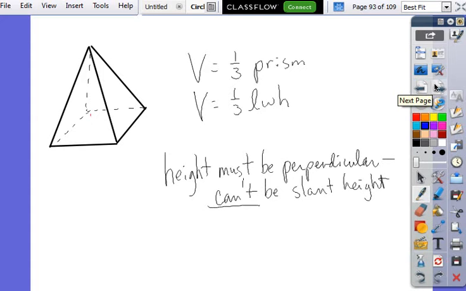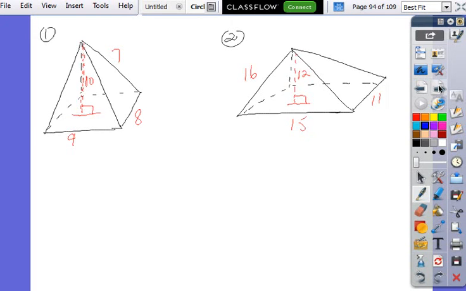So I got 1/3 length, width, height. Remember, how do we know when we're dealing with the height? Right angle. If it doesn't have the right angle, can't use it. So like on this first one, which one is not used? 7. The 7 is useless. I need the 10. 1/3 length, width, height. 1/3, 9, 8, 10. That was 240, right?